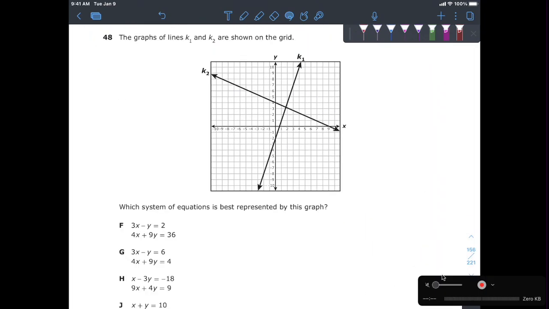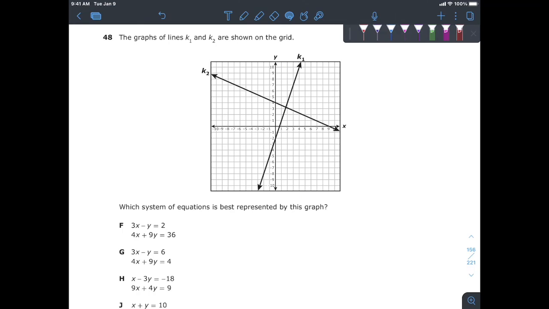Number 48. So here, first thing I'm going to do in order to find these two equations is I'm going to look for some points that go exactly through the corners of the boxes. I'm going to use the x-intercept and the y-intercept for line K2. And I see here that my y-intercept is 4, so there's my b value. And in order to move between those points, I have to go down 4, right 9. There's my first equation. So I'll write that down here.